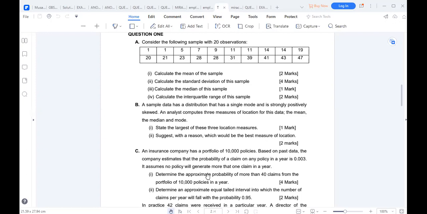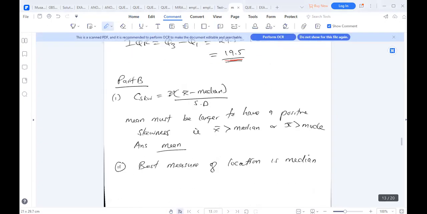I repeat. I've been given a question where 3 things have been computed: the mode, the median, and the mean. And we've been told on top of that that this one is strongly positively skewed. Because the formula for skewness is given by mean minus median, for this to be positive, obviously the mean must be greater. That's the only way we get positive. So the mean must be the largest to get a positive skewness. That is the reason. And which one is the best measure of location? It is the median because it's the second quartile.